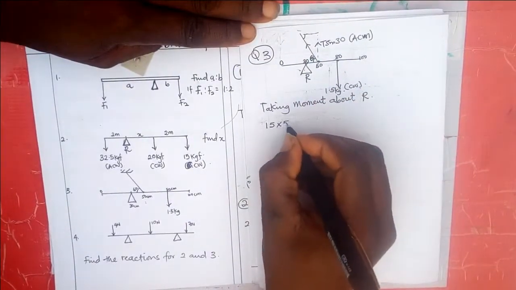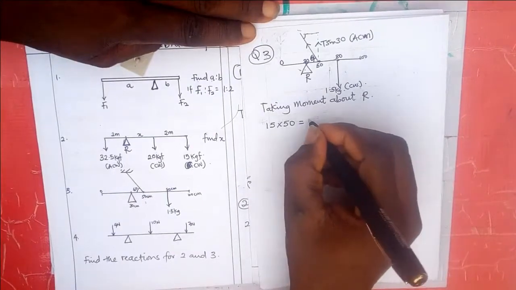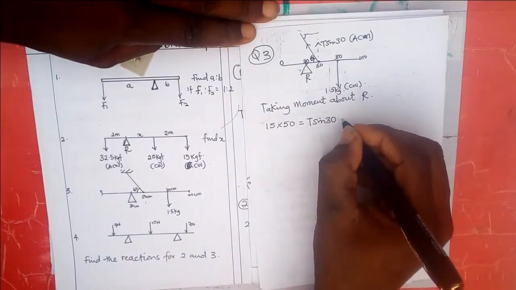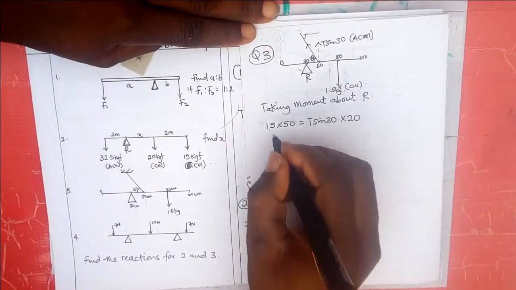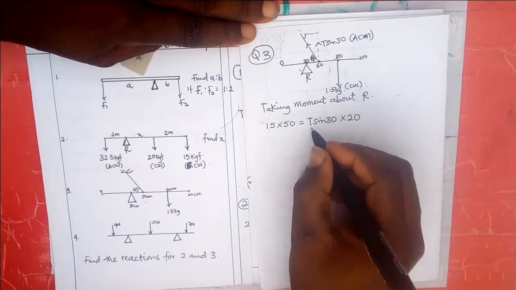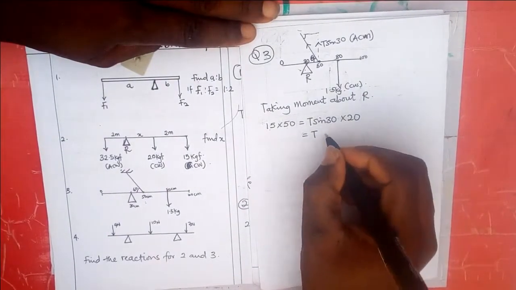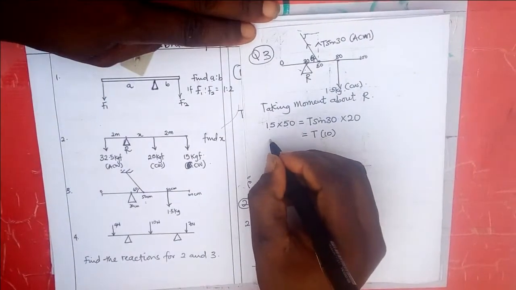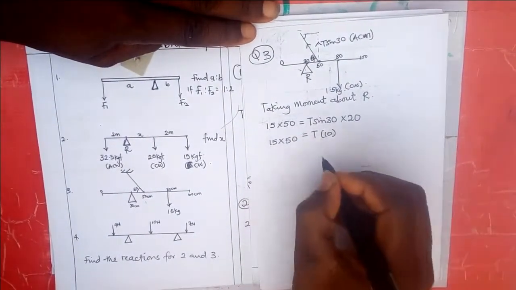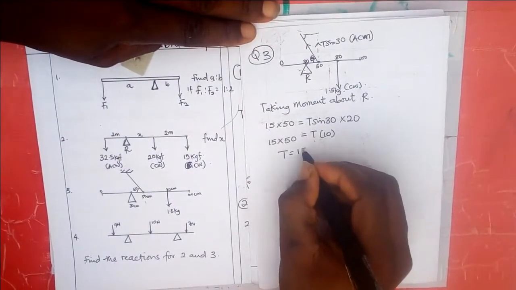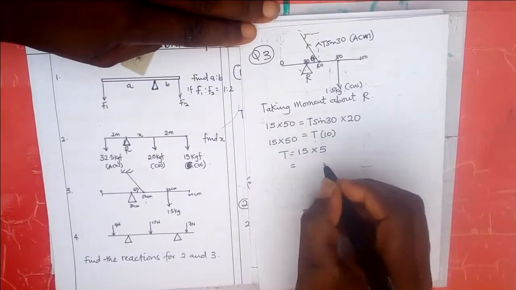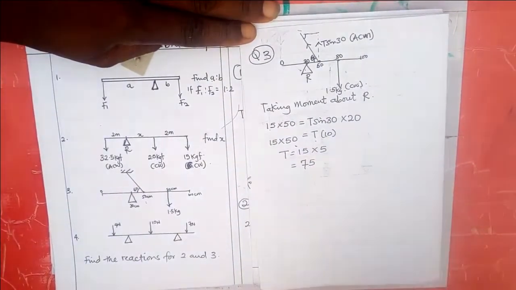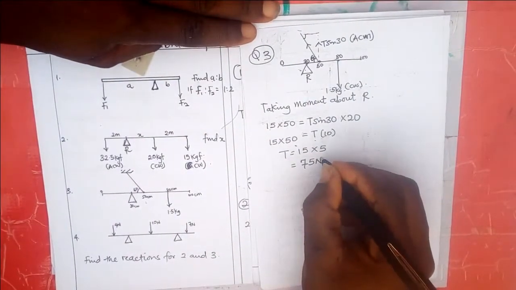The distance is 15. It is equal to the sum of anti-clockwise moments, which is T sine 30 multiplied by the distance, 20. So I have T equals sine 30, which is 1.5, multiplied by 10 is equal to 10 multiplied by 50. So divide both sides by 10. So I have T equals 10 multiplied by 5 and 25. That is 75. So tension is 75 Newton.